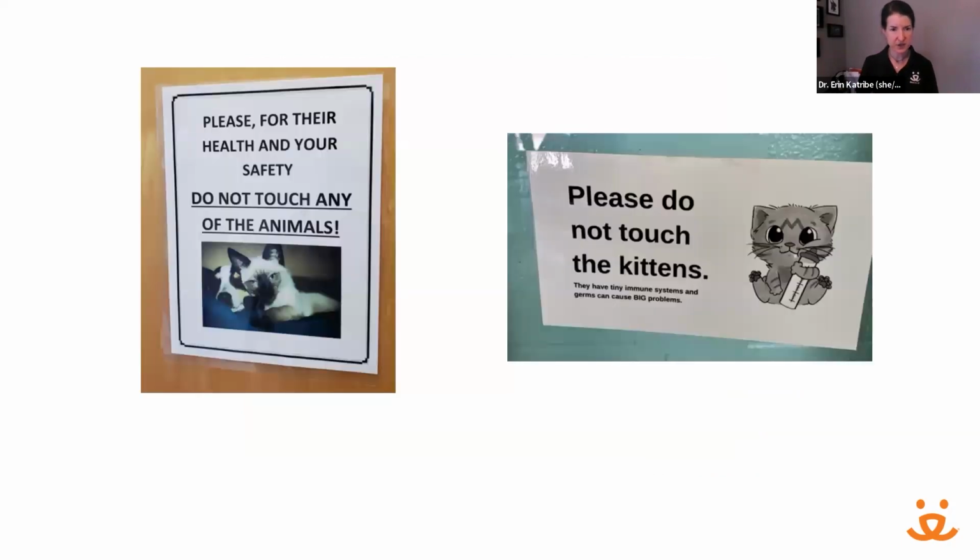Okay, so the flip side of this is, here's a couple of signs also from different shelters. Please, for their health, don't touch any of the animals. Please do not touch the kittens. What do y'all think about these? Is this a good way to prevent the spread of disease? We're worried in this situation about the public, about potential adopters spreading disease. Do you think this is a good idea in shelters?